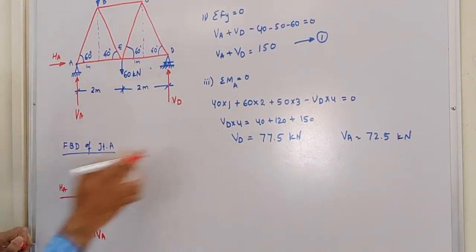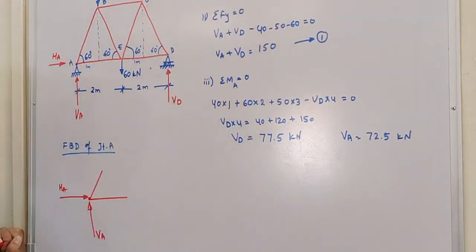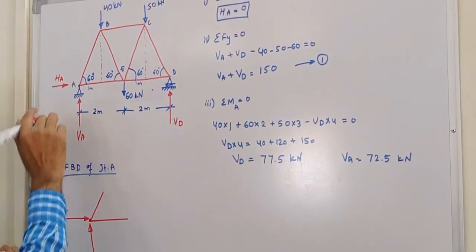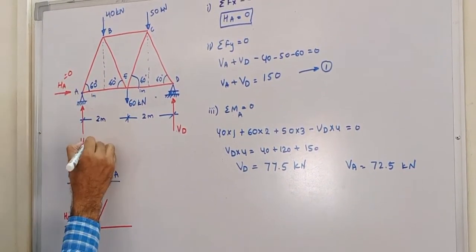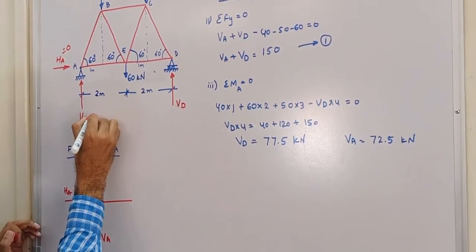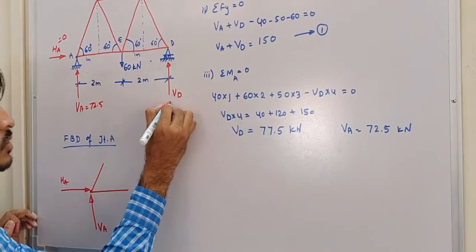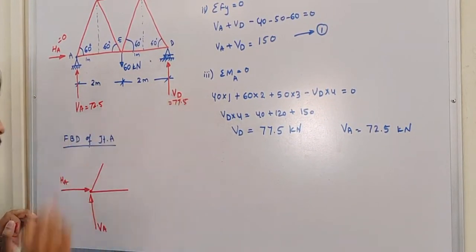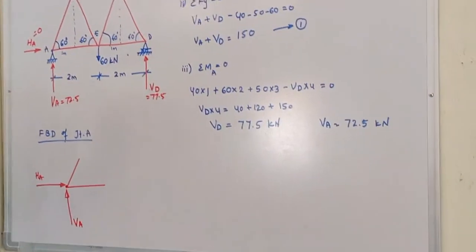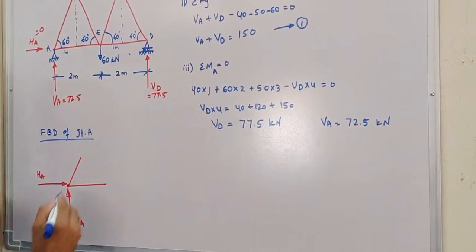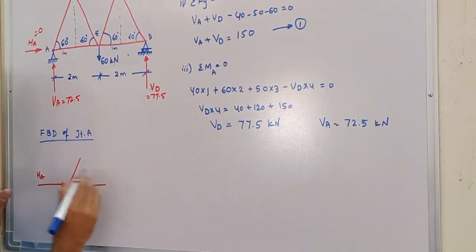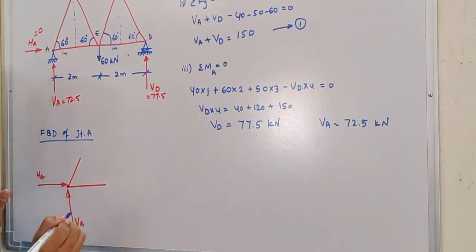Anyway, we know that HA is 0. From the previous, we have got HA equals 0, VA equals how much we have got? 72.5, and VD equals 77.5. Understood? So you can assume these forces in these members either towards the joint or away from the joint.